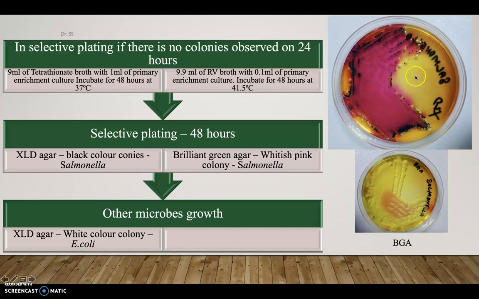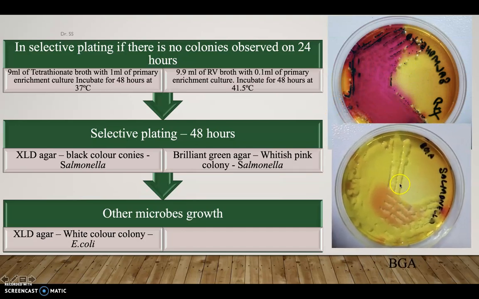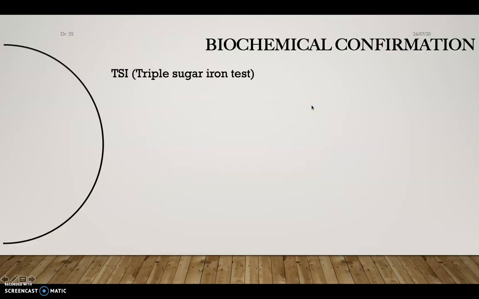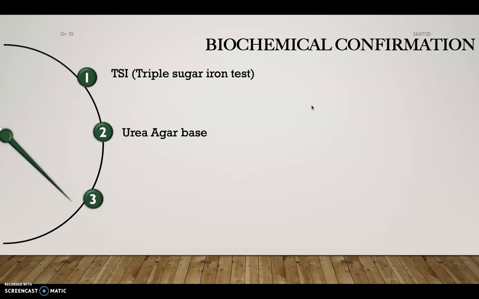The white color colonies represent the presence of E. coli. In BGA agar, that is brilliant green agar, the whitish pink colonies represent the growth of Salmonella. After that, we'll go for the confirmation by means of biochemical characterization. So the first one is TSI, the triple sugar iron test, then the urea agar base test, and then the lysine decarboxylation test.